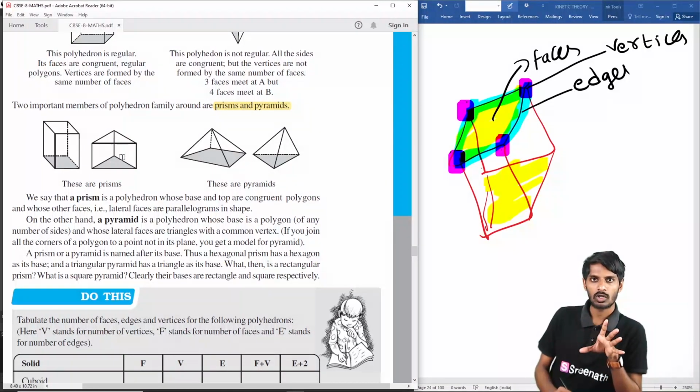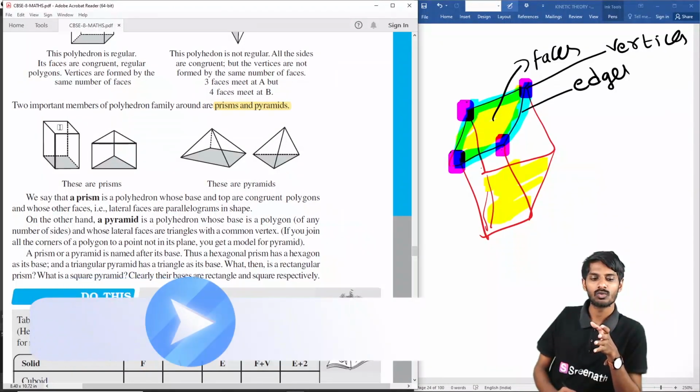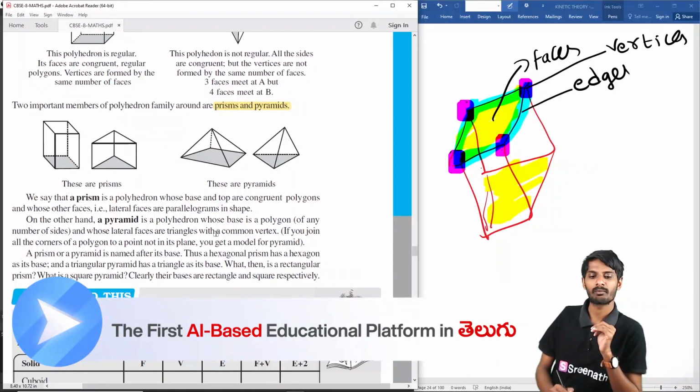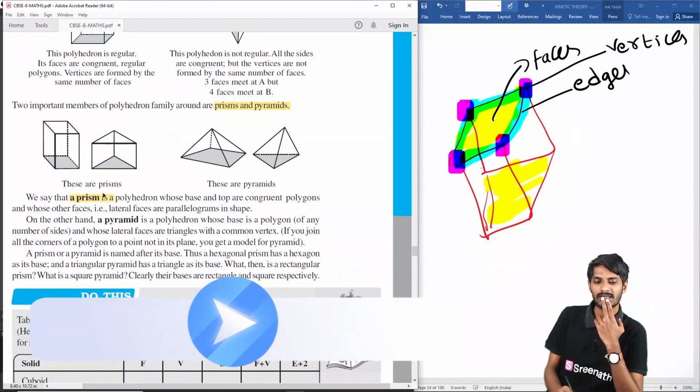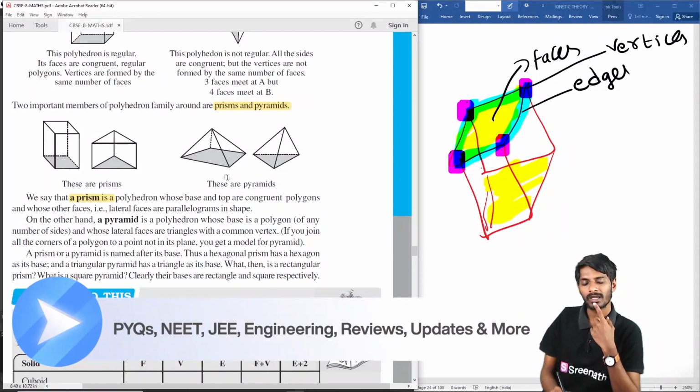A prism is a polyhedron whose base and top are congruent polygons, and whose other faces, the lateral faces, are parallelograms in shape. If you see, all these are parallelograms. So base and top must be congruent and lateral faces parallelograms. These are prisms. Then what are pyramids?